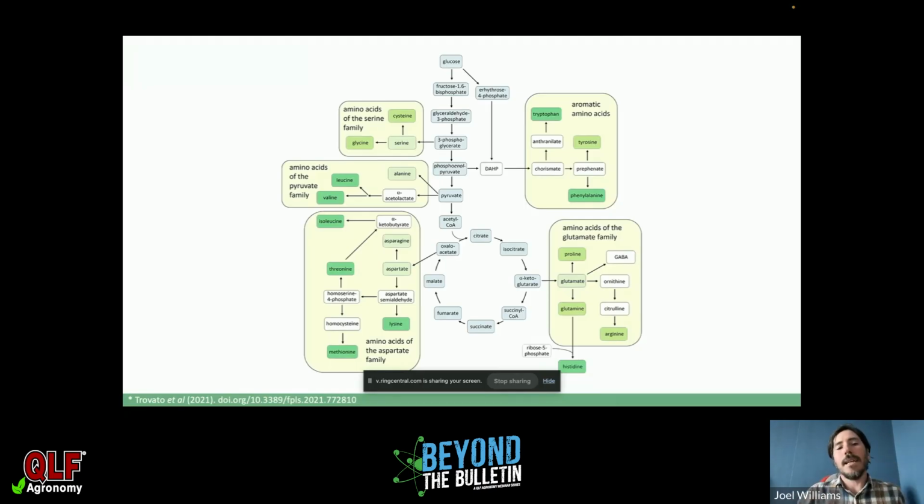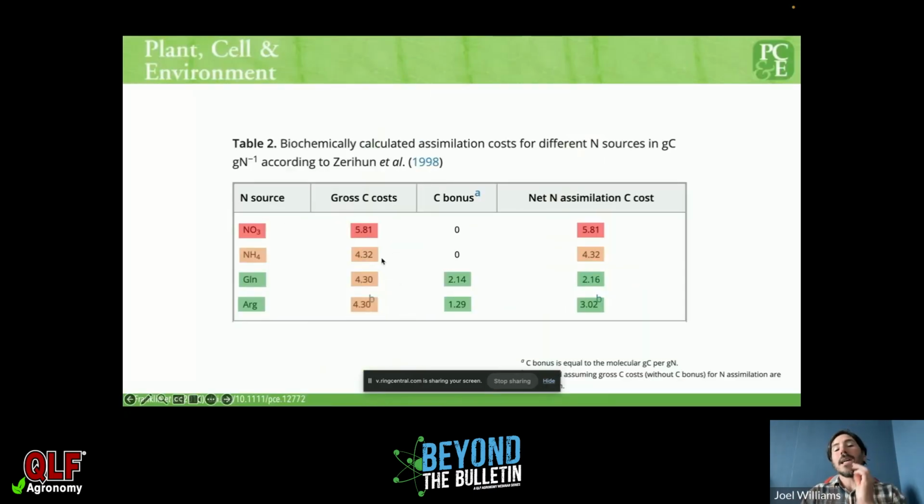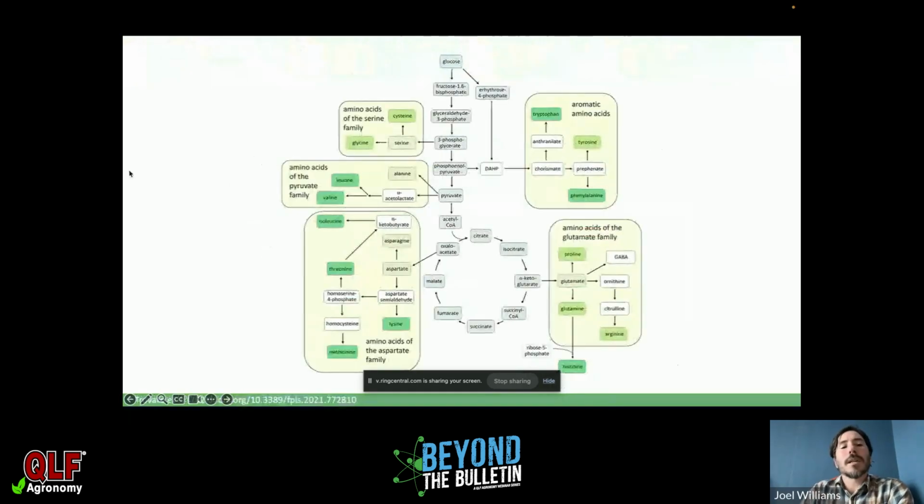Now, when I say we are draining carbon, we have to stitch carbon into the nitrate, stitch carbon into the ammonium. Well, we've already got carbon here. Where does the carbon come from that we are stitching into nitrates, into this ammonium? Where do we get carbon from? Well, of course, it comes from the process of photosynthesis.